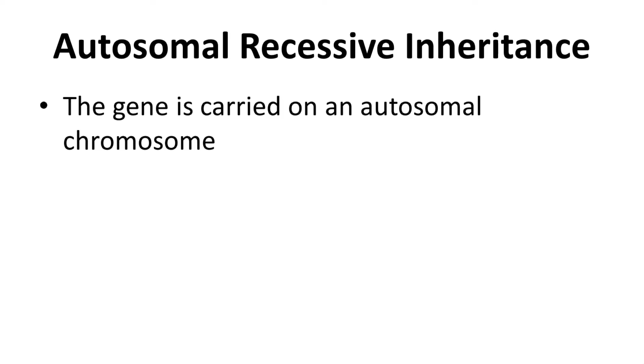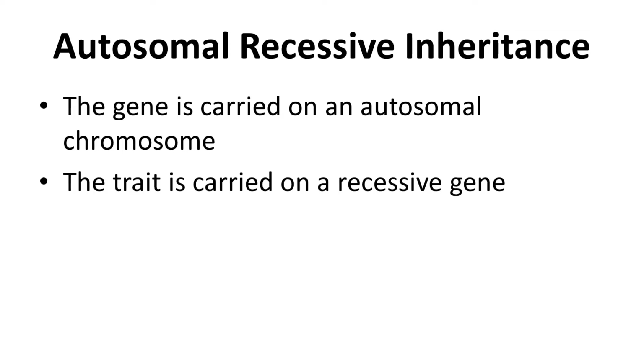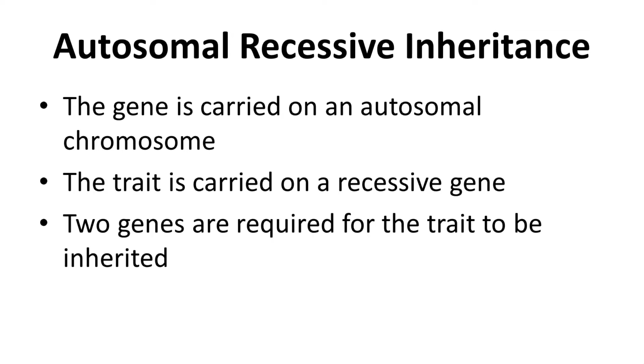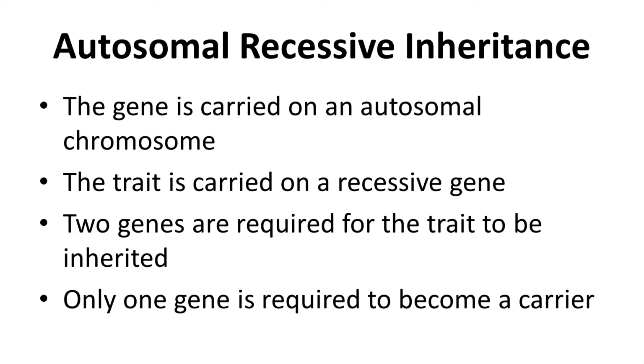Again, the gene is carried on an autosomal chromosome, but this time the trait is carried on a recessive gene. Therefore, 2 genes are required for the trait to be inherited. However, only one gene is required to become a carrier of that trait.